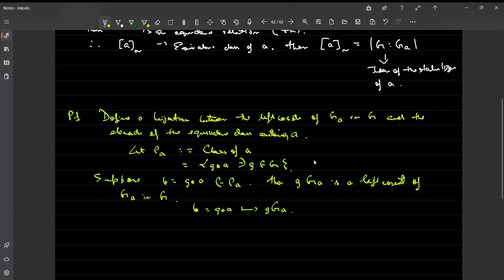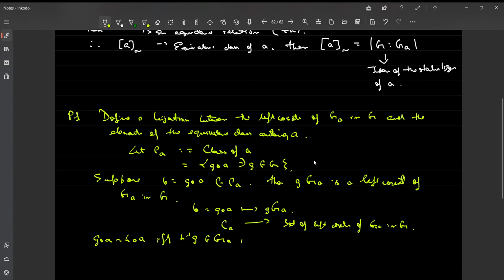So what is the map we choose? We basically map B, which is equal to g of A, to the left coset g of GA. So this is obviously a mapping from C of A to the set of left cosets of GA in G. And this mapping is indeed surjective by definition and clearly injective, right?